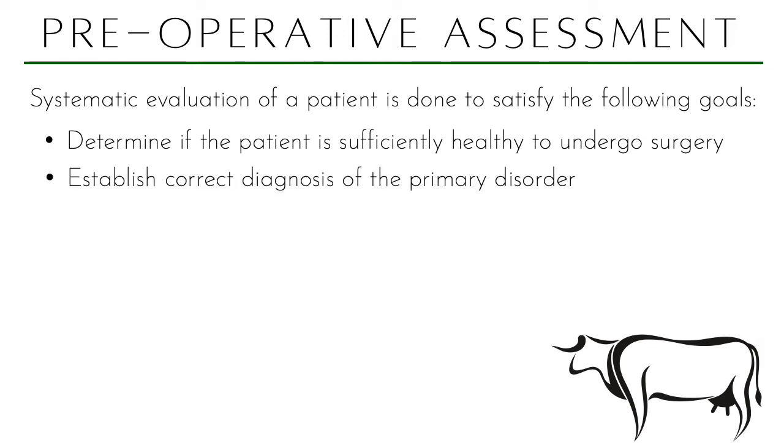All right. Number two, we have to establish the correct diagnosis of the primary disorder. If you deem this animal as needing surgery because of a certain problem, like for example in ruminants, it's very common for them to get parts of their gastrointestinal system displaced or twisted on itself: abomasal displacements, cecal volvulus, colonic volvulus. So you have to establish the correct diagnosis of these disorders before you go into surgery.